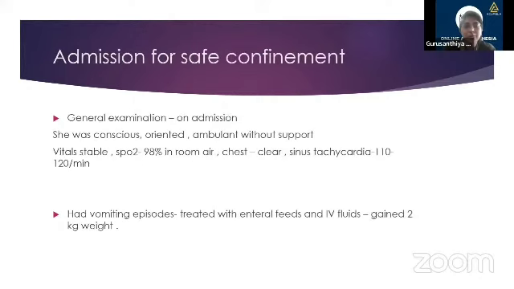On her 35th week, she was admitted for safe confinement. On examination, she was conscious, oriented. She was ambulating without any support. Her vitals were stable. Ever since her first visit to the hospital, she had a sinus tachycardia of around 110 to 120 per minute. She had vomiting episodes then also, which persisted till 35 weeks of gestation. She was treated with enteral feeds, which is a class 2B recommendation for persistent hyperemesis gravidarum, and IV fluids. And she gained around 2 kgs weight over a period of 1 week and 3 days.